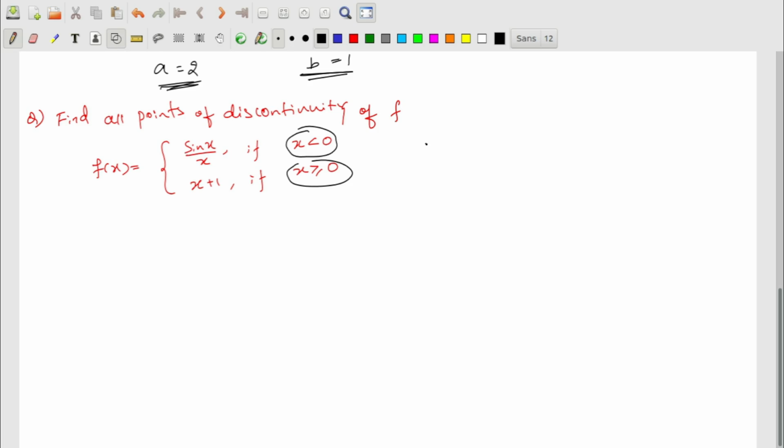So here, let me take 0 here, for x less than 0, okay, excluding 0. If it is less than 0, then the function is sin x by x. If it is greater than or equal to 0, then the function is x plus 1. So this is how the function is defined. So now whenever you check for the continuity or the points of discontinuity, first you need to start from the region, right? So what is the first region here?